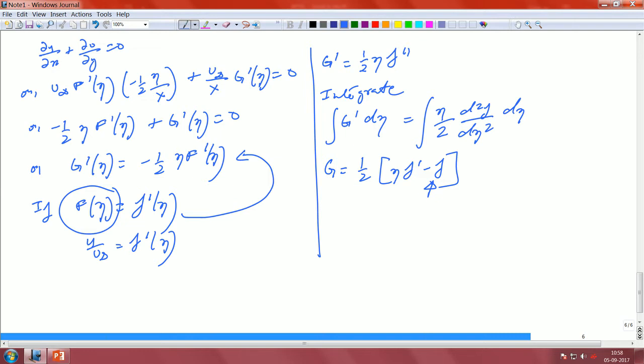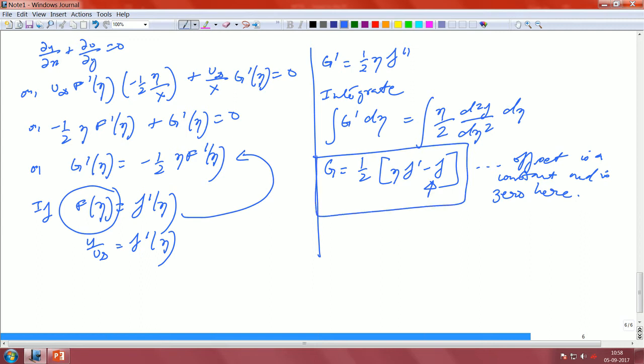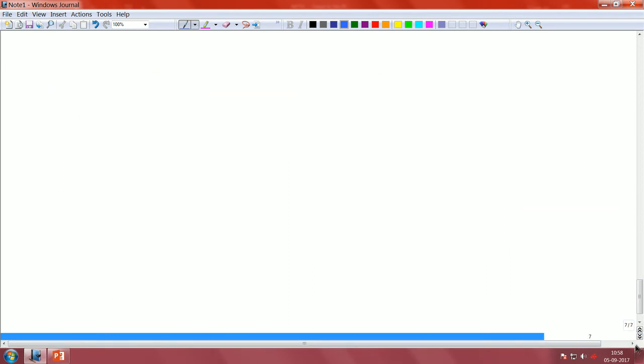Here of course, the constant of integration is 0. Got it. So what we got from the continuity equation is g equal to half of eta f prime minus f, where f prime of eta is basically nothing but u by u infinity. Now let us look at the momentum equation. Look at the x momentum equation. Let us put the terms in.